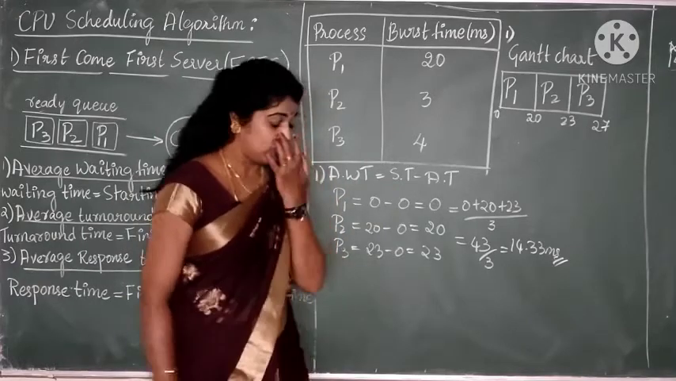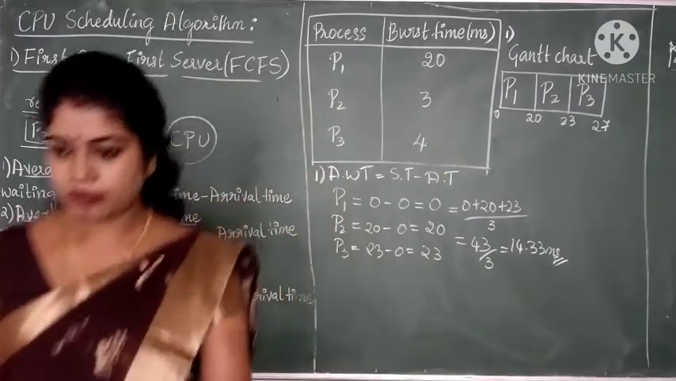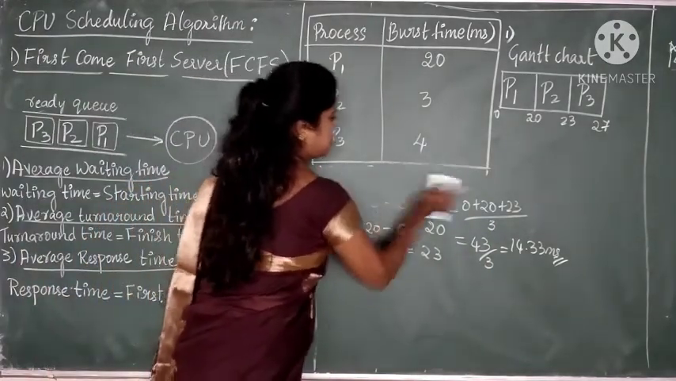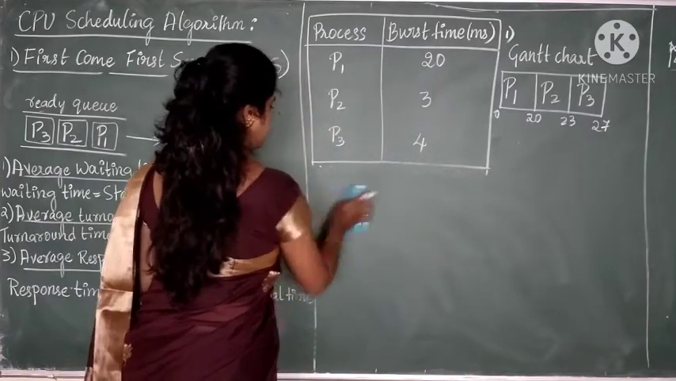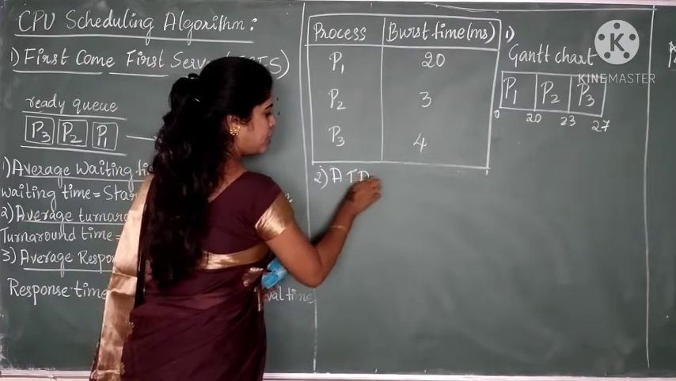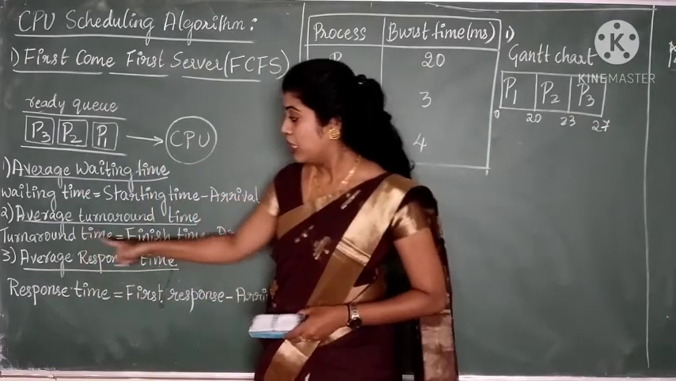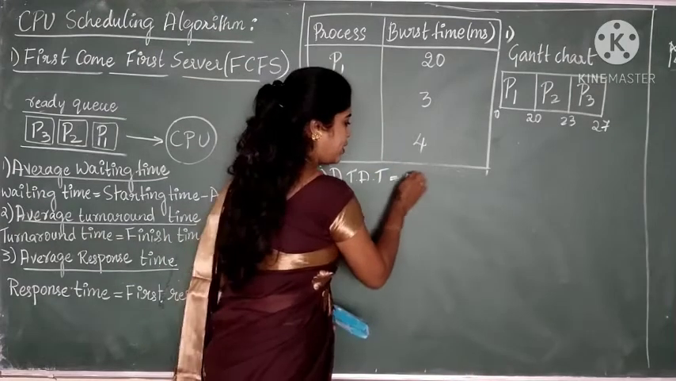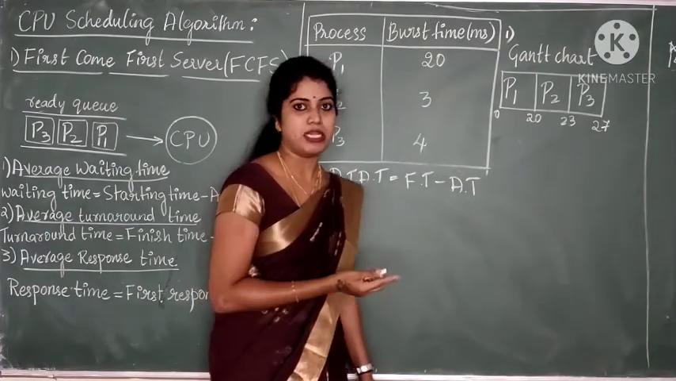Now next we'll see how to calculate the average turnaround time. The second one, average turnaround time. And what is the formula? Turnaround time is equal to finish time minus arrival time. Shortly, I'll be writing FT minus AT. It is nothing but finish time minus arrival time.